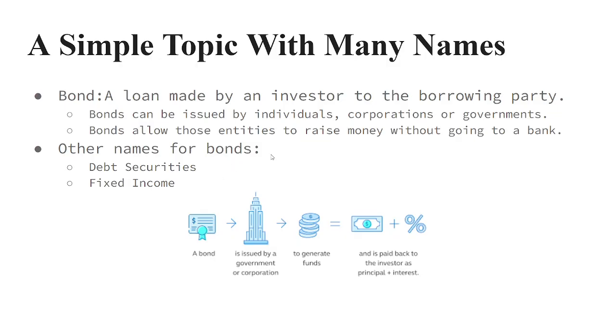So what is a bond? A bond is a loan made by an investor to the borrowing party. Bonds can be issued by individuals, corporations, even governments. Bonds allow those entities to raise money without going to a bank.